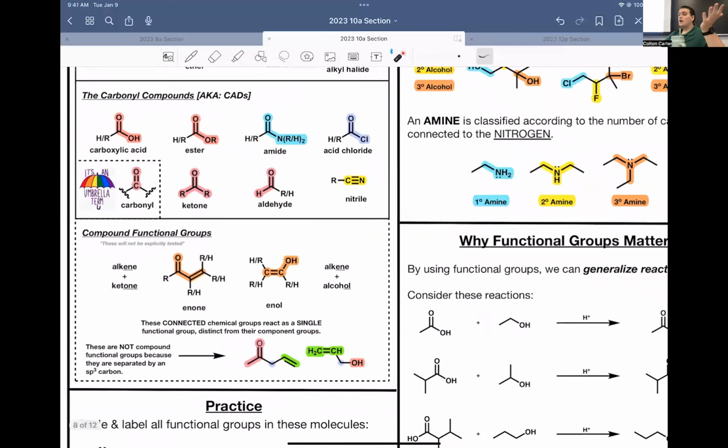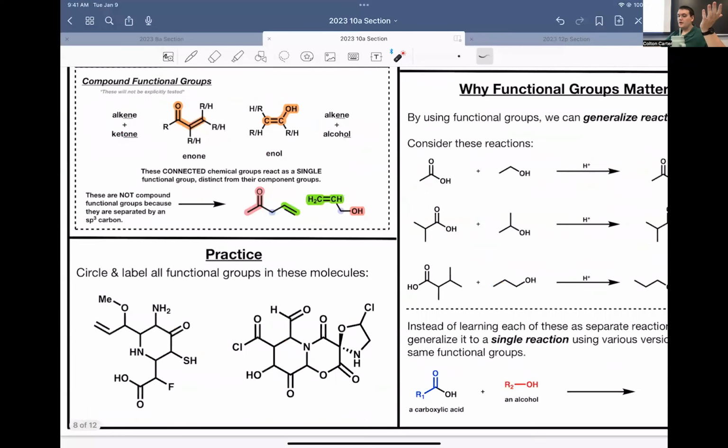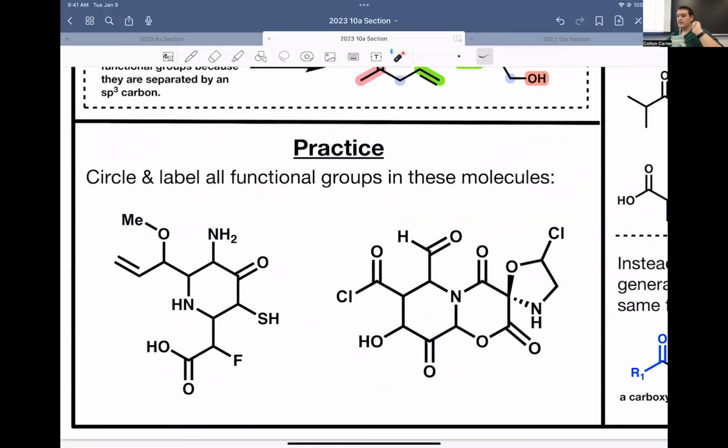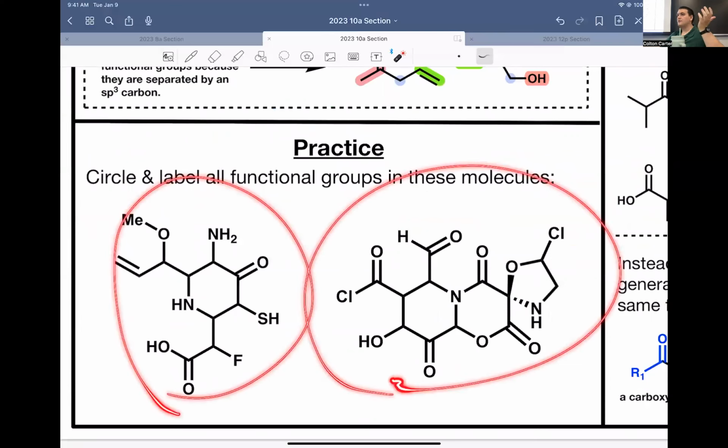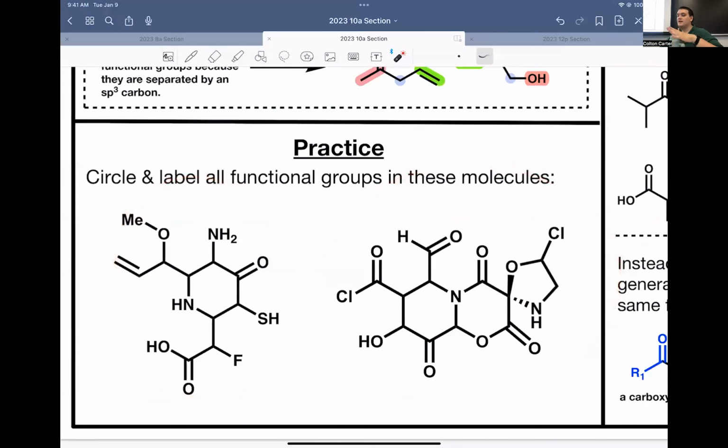So y'all have just had a lot of information dumped on you. Where you're really going to be put to the limit is when you're given a big molecule and you have to identify the functional groups. So take a couple minutes, talk with friends, work through them, try to circle and identify each of these functional groups, and then we'll talk about ones that come up that are tricky.